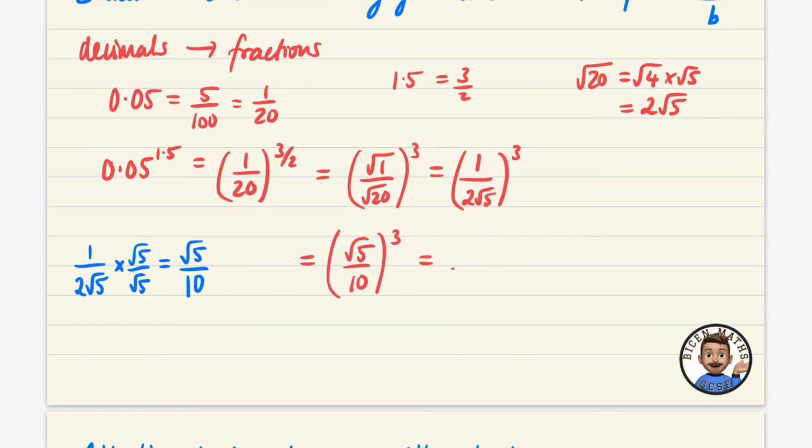So let's deal with the bottom part cubed. 10 cubed is 1,000. Now root 5 cubed is root 5 times root 5 times root 5. Root 5 times root 5 is 5, so you get 5 root 5 over 1,000. All that's left to do now is to simplify this fraction, because the 5 and the 1,000 can be simplified like a normal fraction. So I can divide the top by 5, and the bottom by 5 as well. And 1,000 divided by 5 is 200.